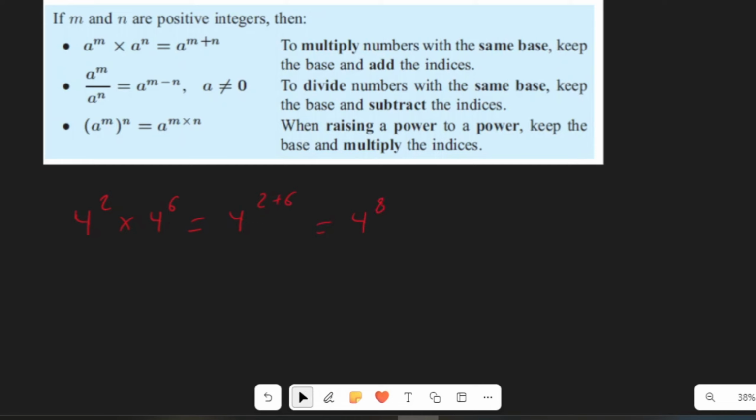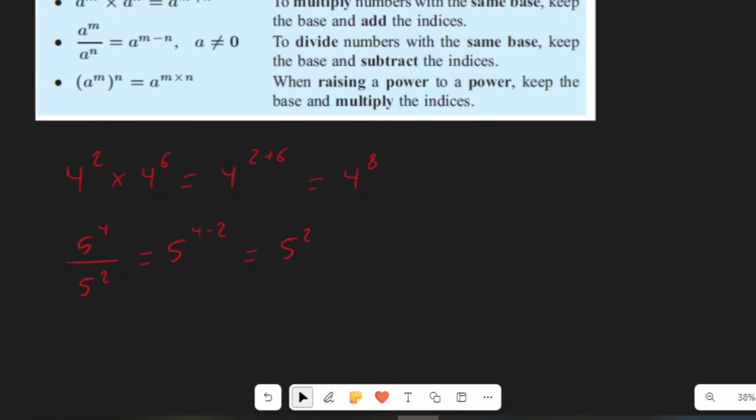It's easy to understand. Now, to divide numbers with the same base, keep the base and subtract the indices. Let's say we have 5 to the power of 4 over 5 to the power of 2. Well, that's the same as 5 to the power of 4 minus 2, which is 5 to the power of 2. And make sure to note that a, or the base, cannot be 0 because that doesn't work.